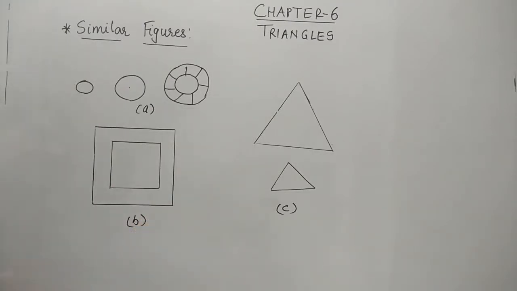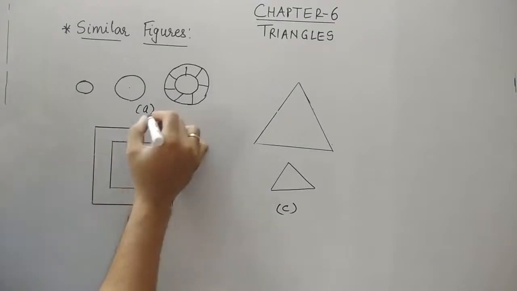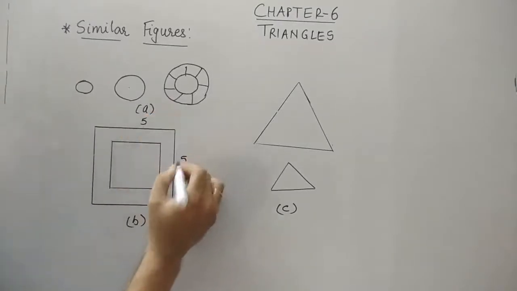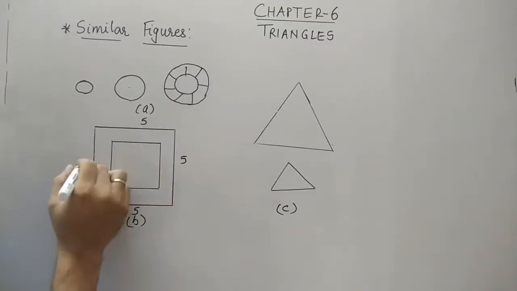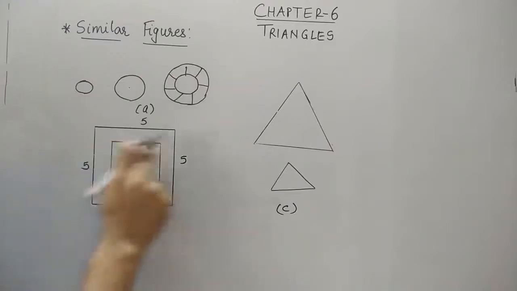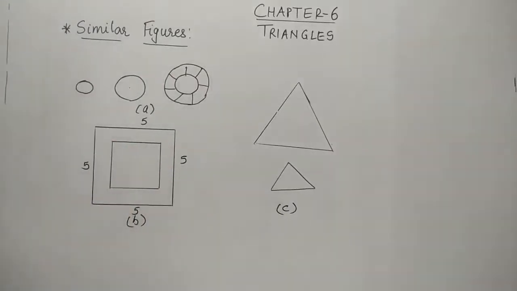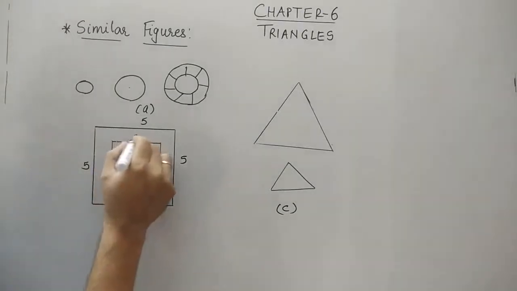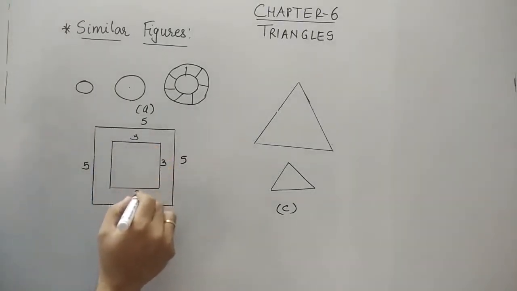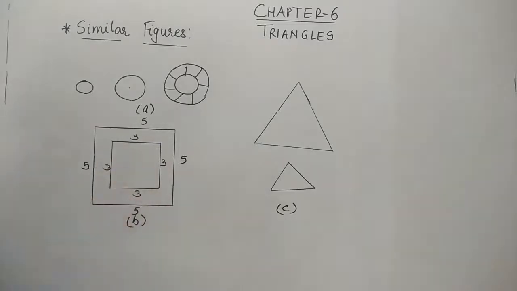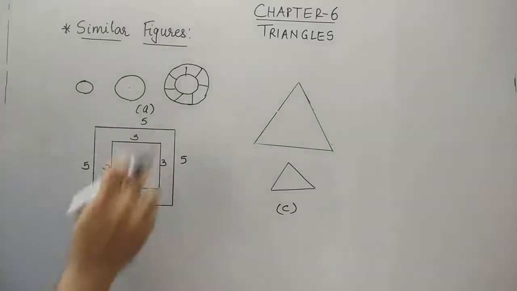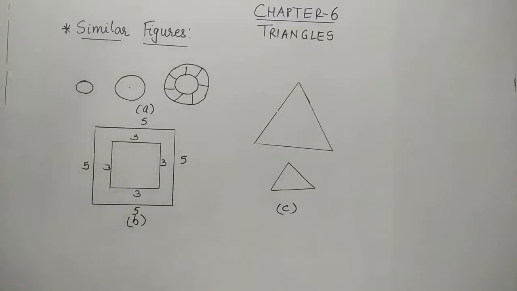Second, you can see, suppose it is a square which has a length of 5 centimeter on all the sides. You can see that another interior figure is also a square. Suppose it has a length of 3 centimeter. So we can consider this smaller square and the larger one as similar figures. Why are they similar figures?